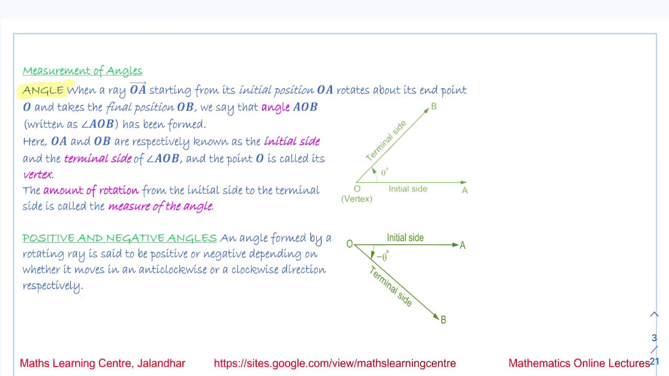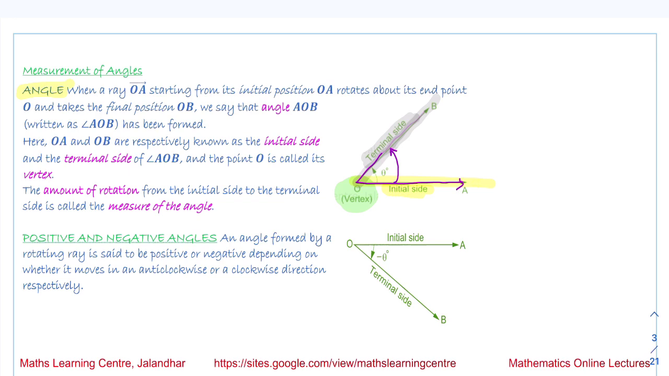Suppose we have a ray OA at this position. This is called the initial side. By keeping this vertex O, this point O, fixed, it is called the vertex. We have rotated this ray OA and we obtain this ray OB. This is called the terminal side. This is the initial side, this is the terminal side, and when this rotation happens, this angle is formed.